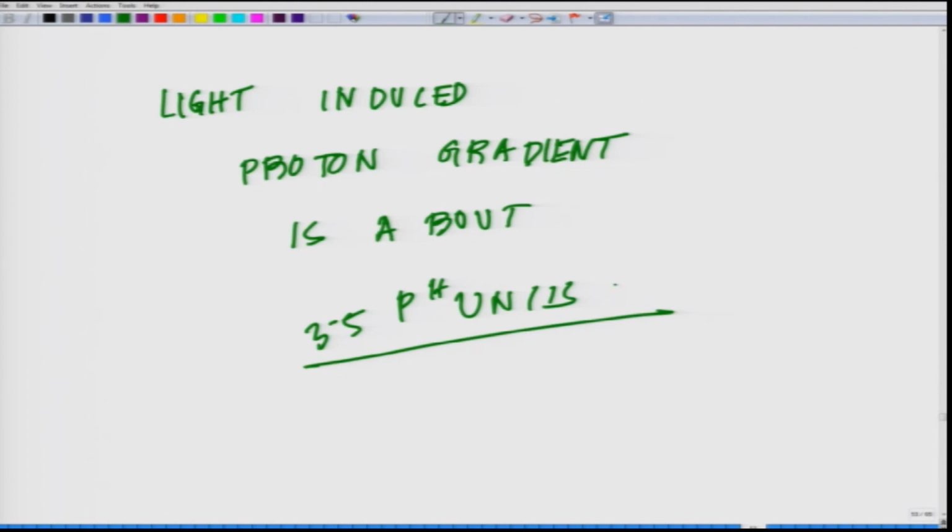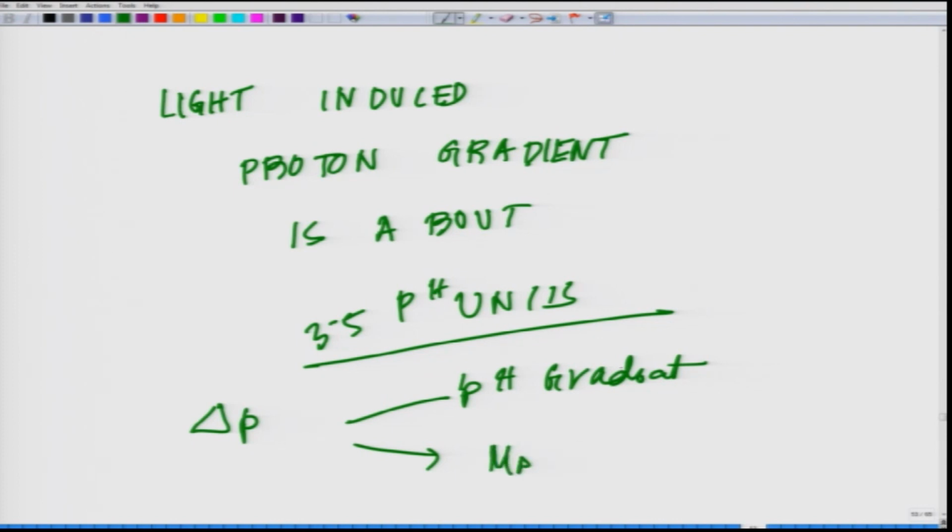If you look at it, the proton motive force, or delta P, consists of a pH gradient contribution and a membrane potential contribution, which is MP, the membrane potential. These two sum up to the proton motive force.